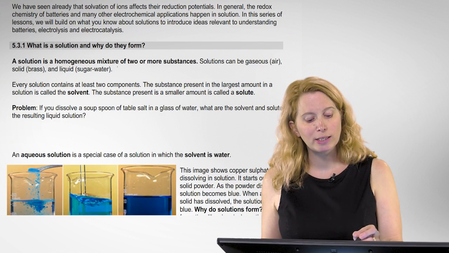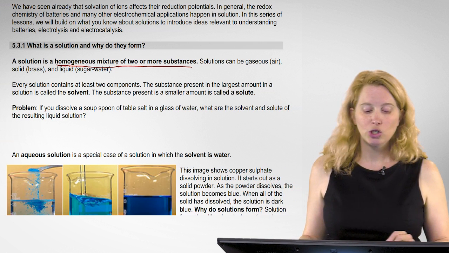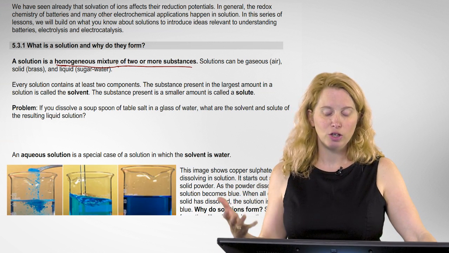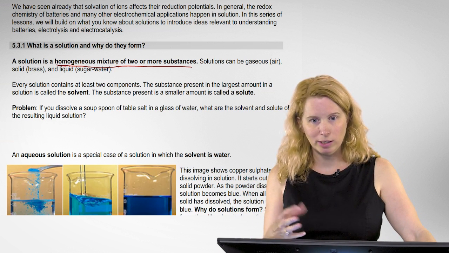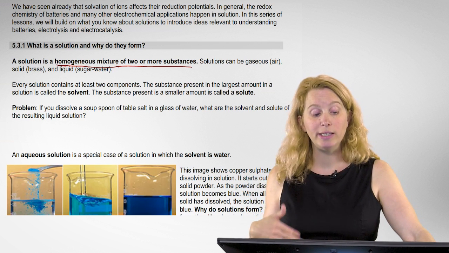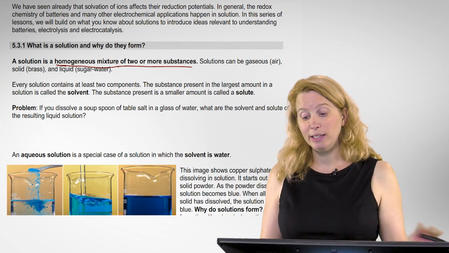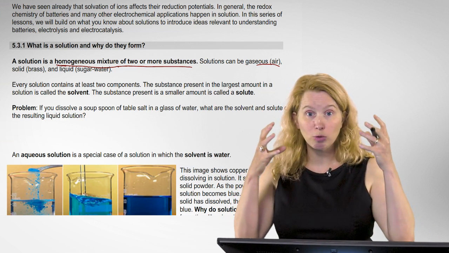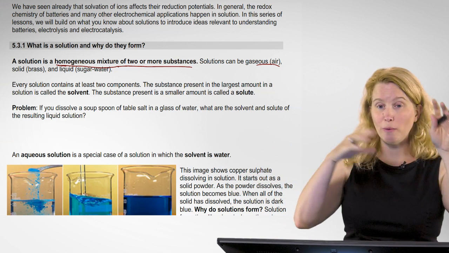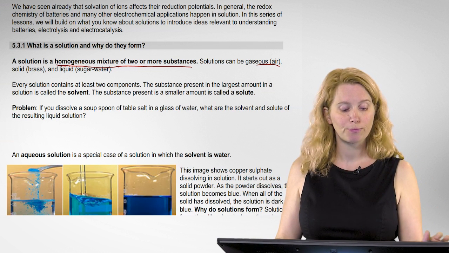A solution is quite simply a homogeneous mixture of two or more substances. So for example, if you pop open a Coca-Cola can, you'll find that you've got a solution that's homogeneous. It's a mixture of a lot of different components. Coca-Cola is a homogeneous solution. Solutions can be gaseous. The air that we're breathing right now is a gaseous solution. There's a mixture of a lot of different kinds of gas molecules in the air.